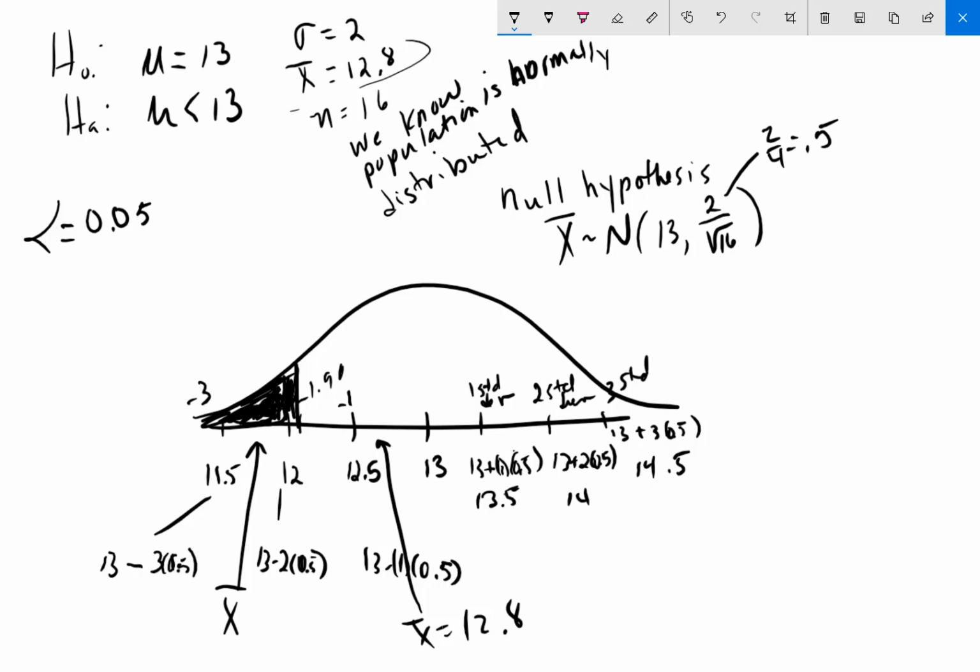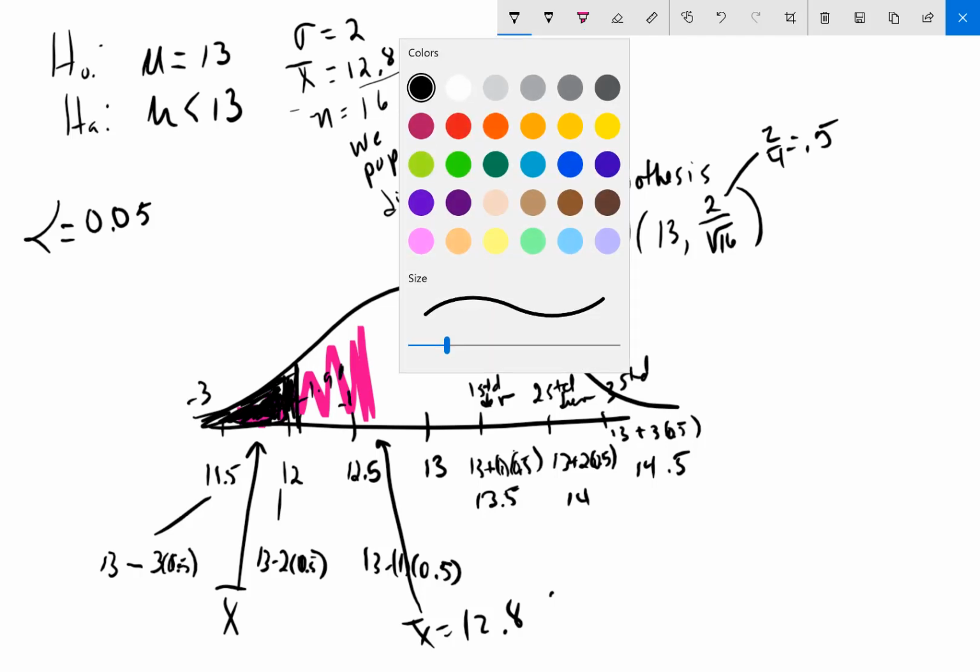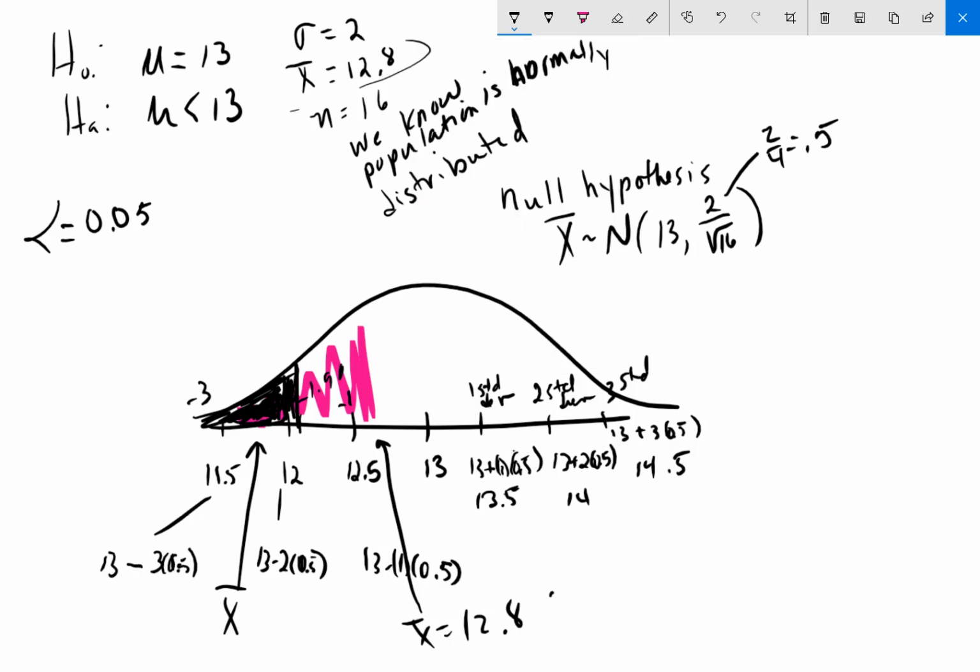And with that information, I would not reject the null hypothesis. The p-value for that is this pink area. That p-value is much greater than 0.05. And we could find out exactly what that p-value is. But just by looking at the picture, we're not going to reject the null hypothesis.